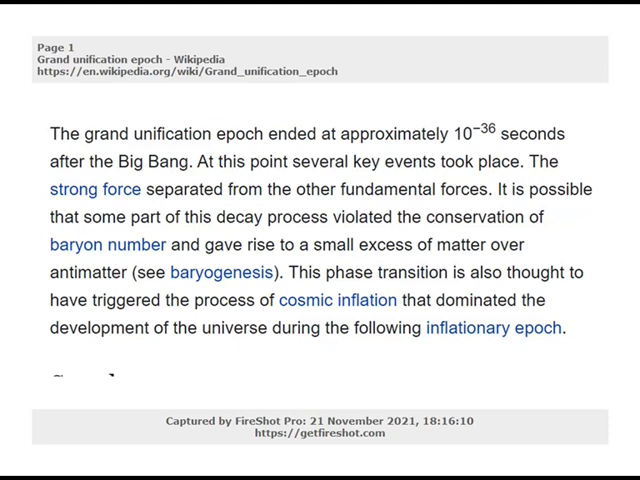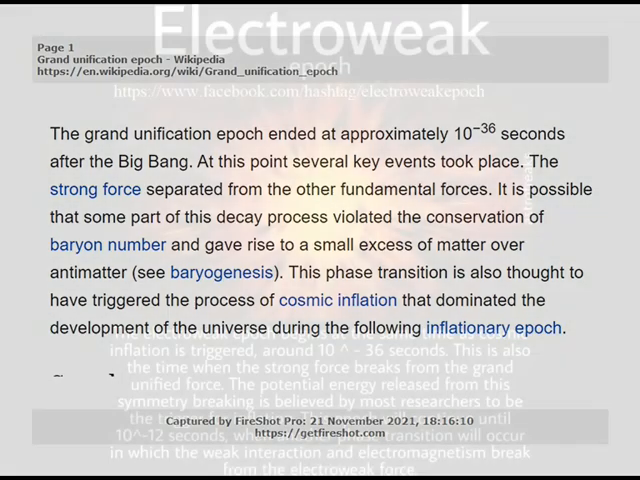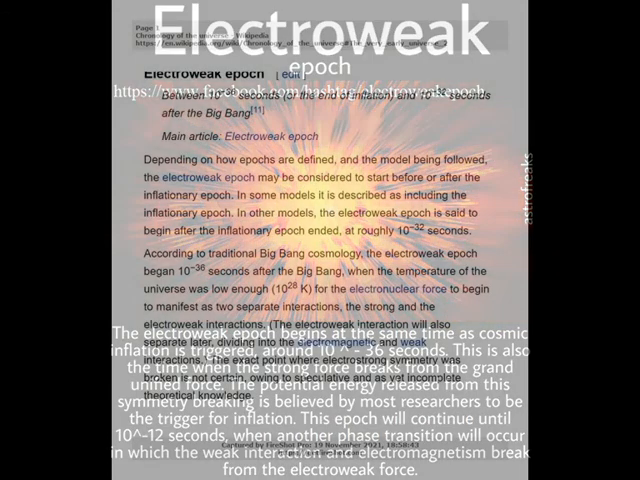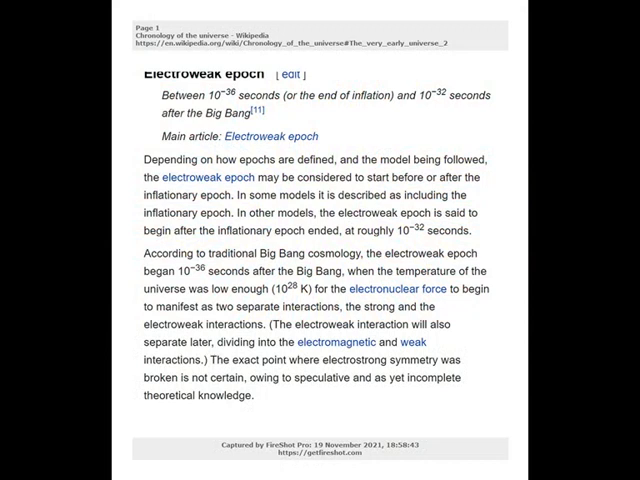This phase transition is also thought to have triggered the process of cosmic inflation that dominated the development of the universe during the following inflationary epoch. The next epoch is the Electroweak epoch, which took place between 10^-36 seconds, or the end of inflation, and 10^-32 seconds after the Big Bang.